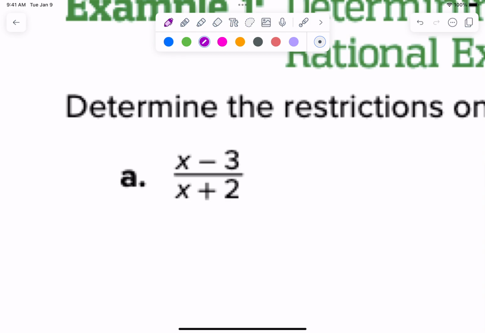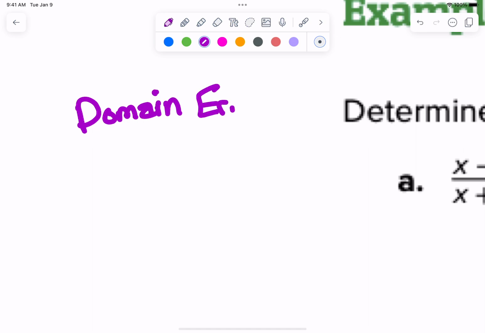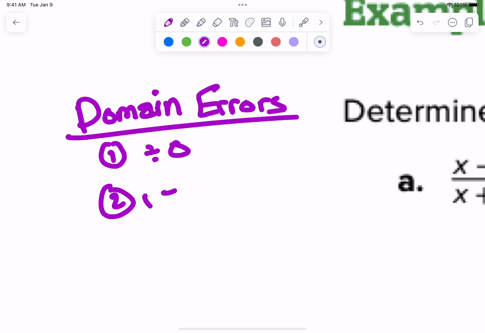We cannot plug in -2. Okay, things that we don't ever want to have happen. I maybe have had you write these down before, but write them down right now. Domain. I call them domain errors, and there are 2 main domain errors. The first one is we never want to divide by 0, and the second one is we never want to have a negative inside of a square root, because we can't do that. Those are 2 things that we absolutely cannot have happen. At all costs, I want to make sure that none of those 2 things happen.